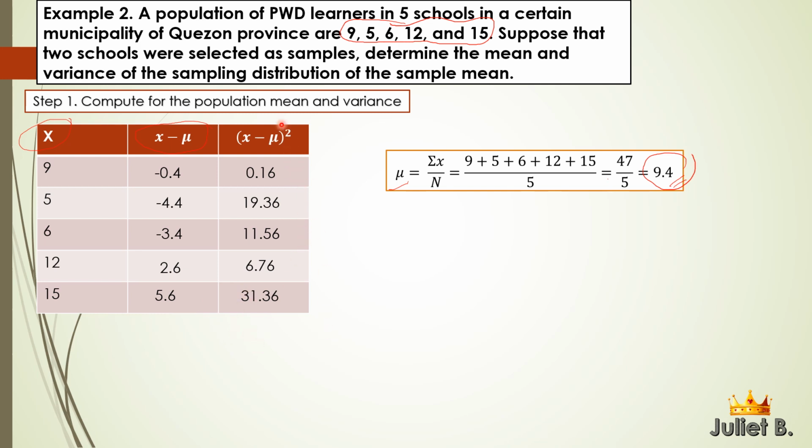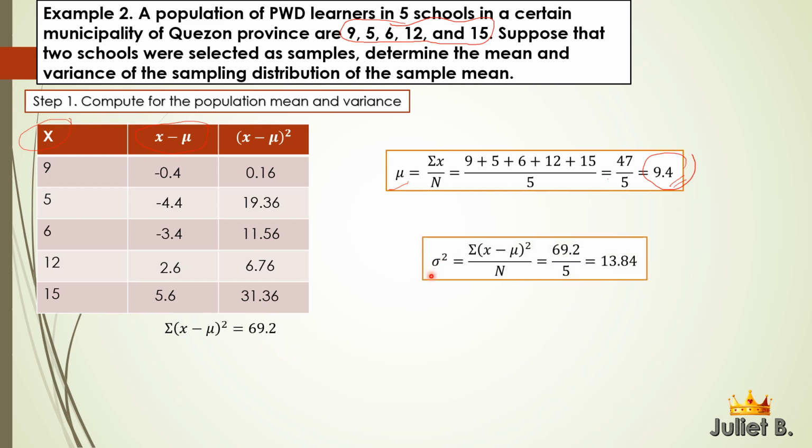After that, for the third column, we just add it up. So, the summation of x minus mean squared is equal to 69.2. Then we can get the variance. The formula for variance is the summation of x minus mean squared divided by the population size. So what we got here is 69.2 divided by 5. The variance of the population is 13.84.